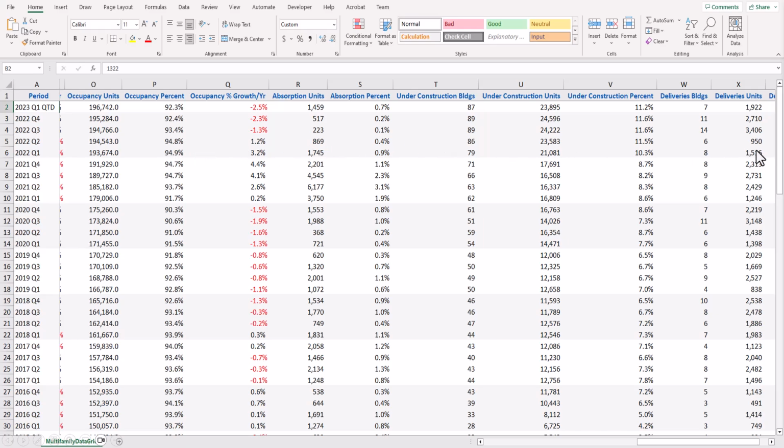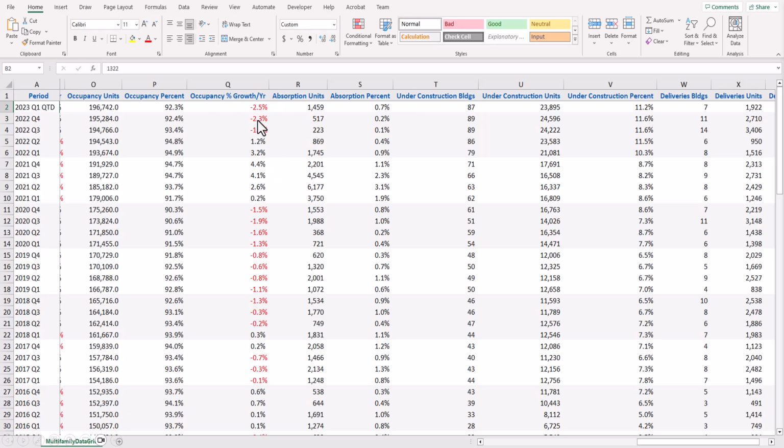But then things start to go a little bit awry. So now we deliver 950, but we only absorb 869. That's still not bad. I like to say if absorption is within about 80% of deliveries, it's a fairly stable market. But then we deliver 3,400 in the third quarter and we only absorb 223. And so occupancy starts to tank at this point. Then we deliver another 2,700 and only absorb 517, and occupancy continues to fall.